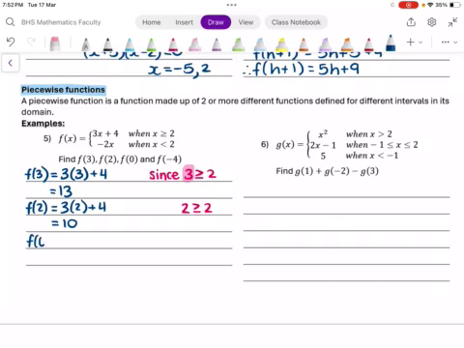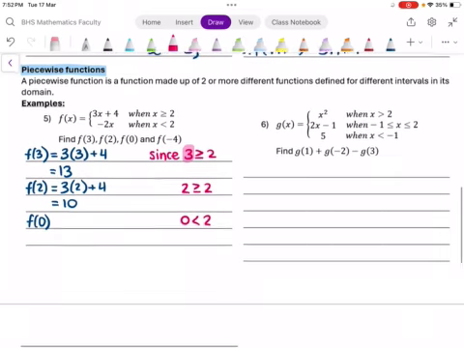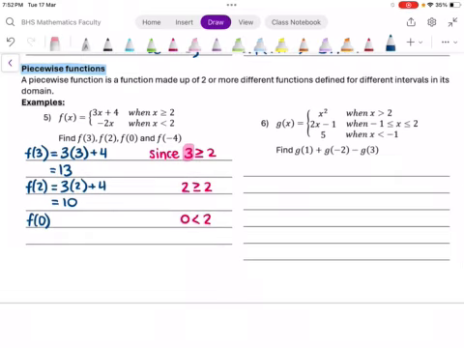Our next one, we want to find f of 0. So 0 is less than 2. So because 0 is less than 2, we're going to use that bottom function of minus 2x. So we're going to have minus 2 lots of 0, which is equal to 0. Ooh, I got that wrong there.